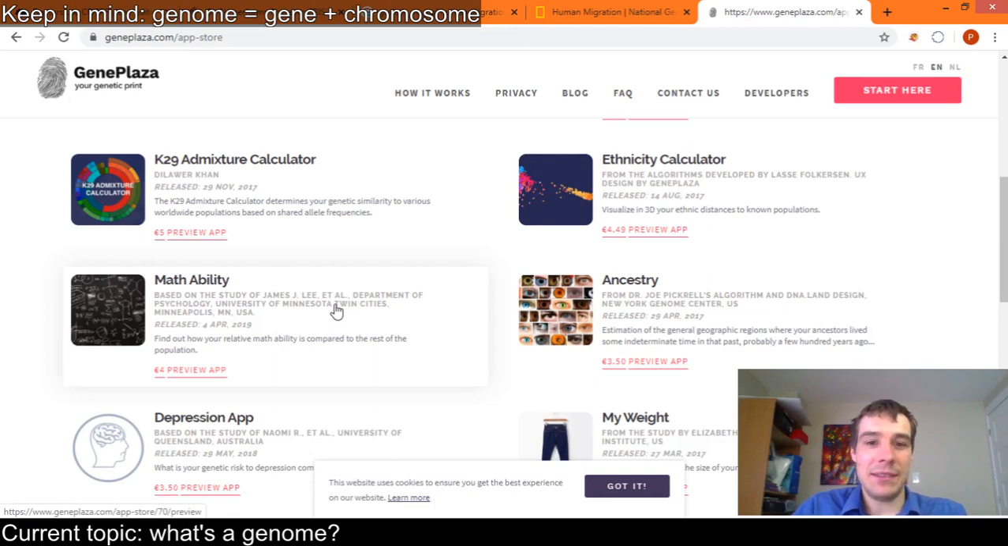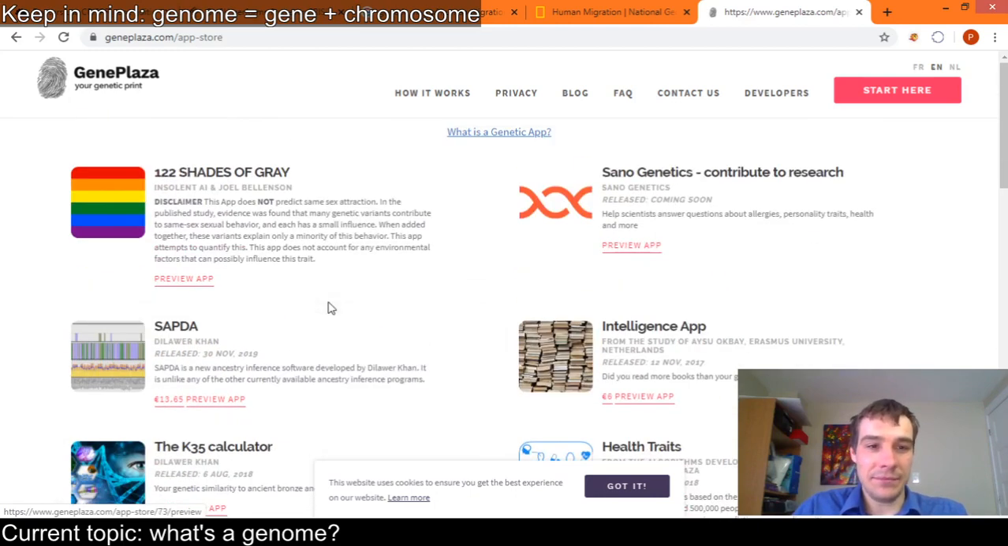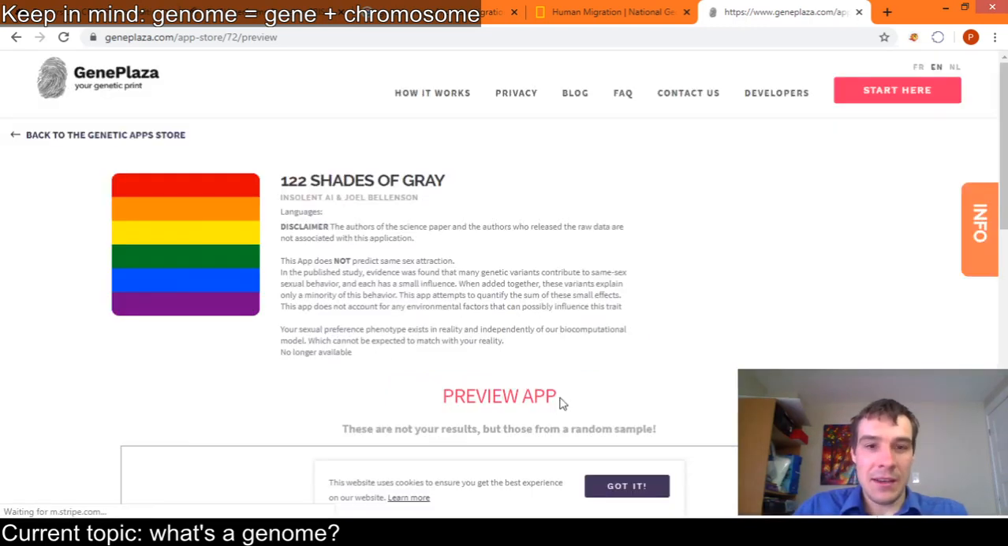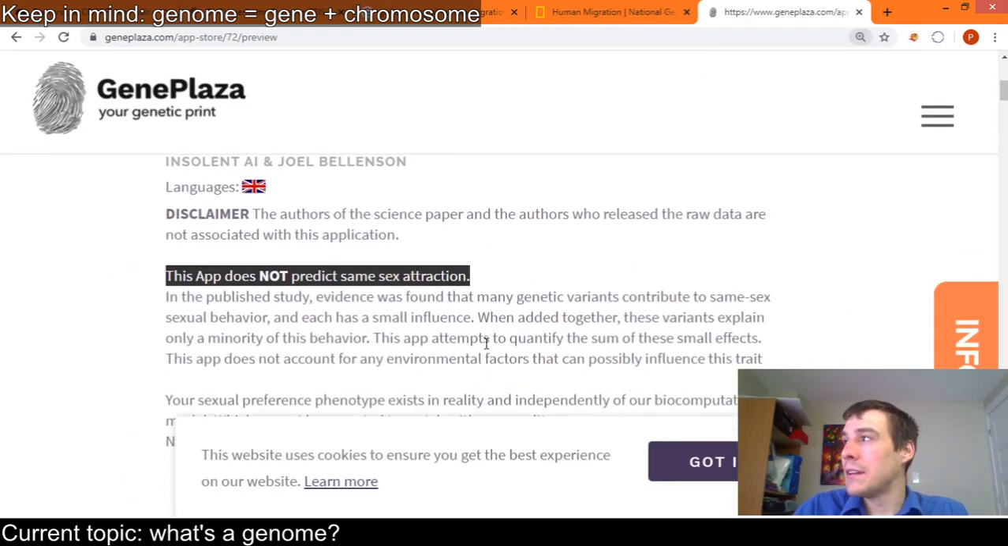Yeah, it's weird, man. This one's my favorite: 122 Shades of Grey. The R used to not be in this word. So, yeah. Disclaimer, this app does not predict same-sex attraction. Let's just zoom in on that for a sec. Disclaimer, it does not.